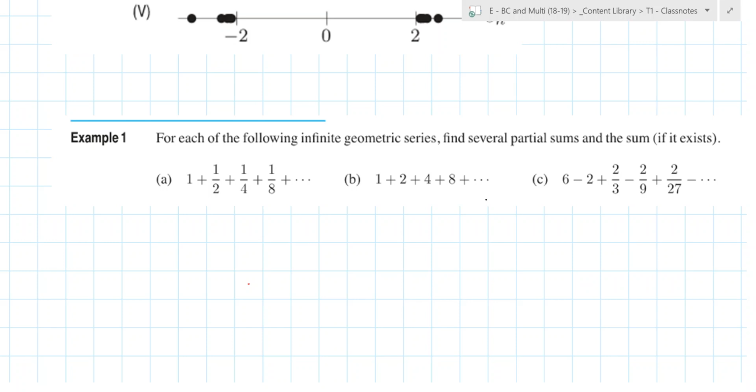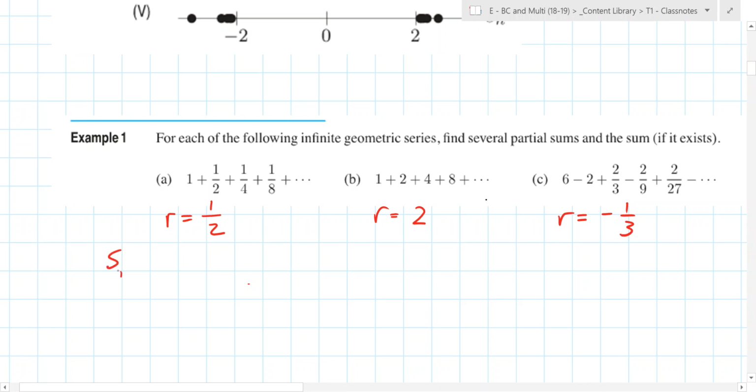Geometric series, so you can assume there's a common ratio. What's the ratio in this one? 1/2. What's the ratio in the second one? 2. And we said the ratio in the third one was what? Negative 1/3, right? So for this question, it asks, for each of the following infinite geometric series, find the several partial sums and the sum if it exists.